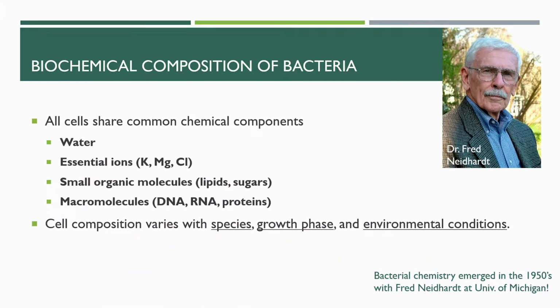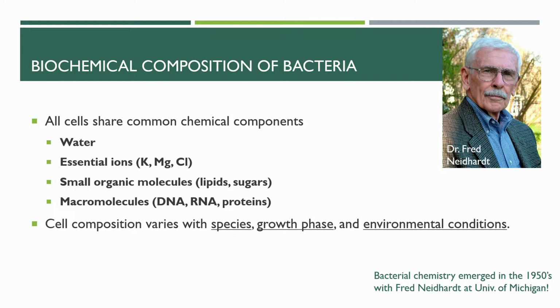Okay. So all cells share some common chemical components. They're made of water, essential ions necessary for enzyme function, small organic molecules like lipids and sugars, and then the macromolecules like DNA, RNA, and protein. But the composition of the cell will vary with species, their growth phase, and their environmental conditions, but these are the common components that they share. Remember, macromolecules are the polymers of life, so they're definitely going to be a big part of the bacteria.